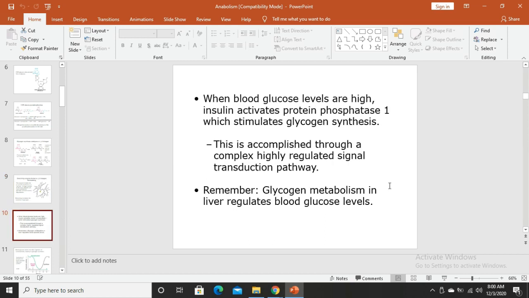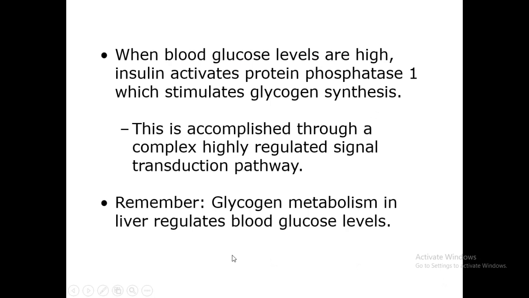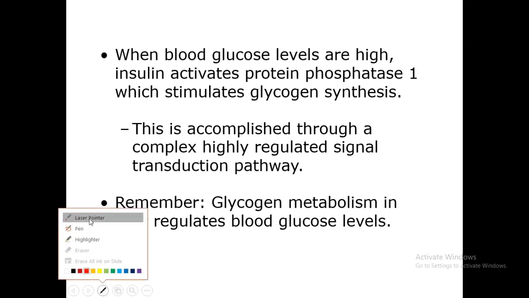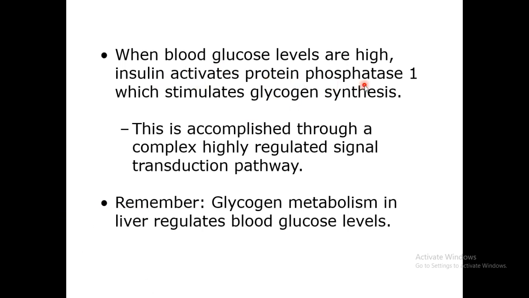So, when blood glucose levels are high, insulin activates protein phosphatase 1, which stimulates glycogen synthesis. This is accomplished through a complex, highly regulated signal transduction pathway. So glycogen metabolism in liver regulates blood glucose levels. Okay, so that's why, guys, you know that insulin is anabolic, di ba?